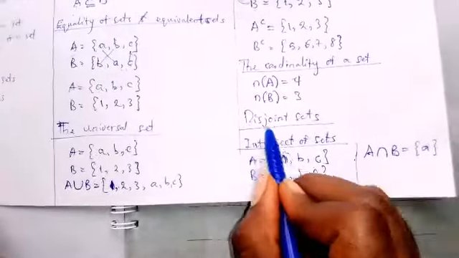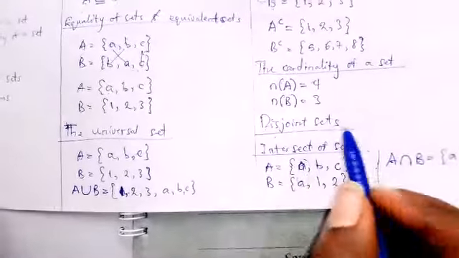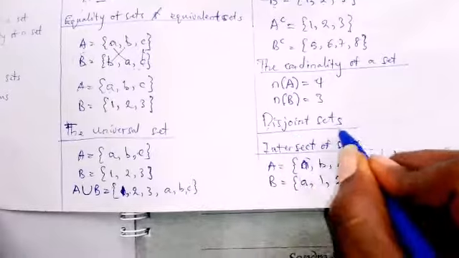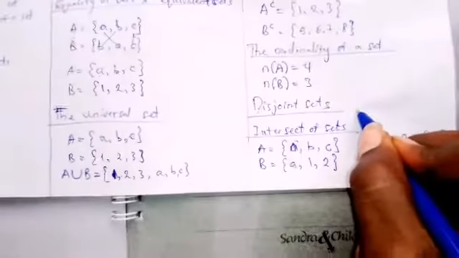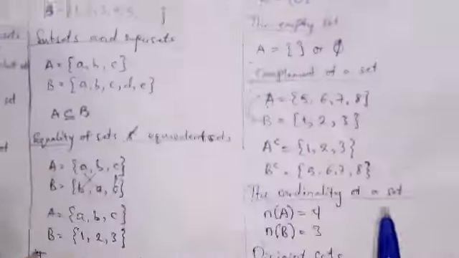And if we come to these disjoint sets, since they have nothing in common, the intersect of a disjoint set is empty. That is a null set. The null set that we discussed here, the empty set.